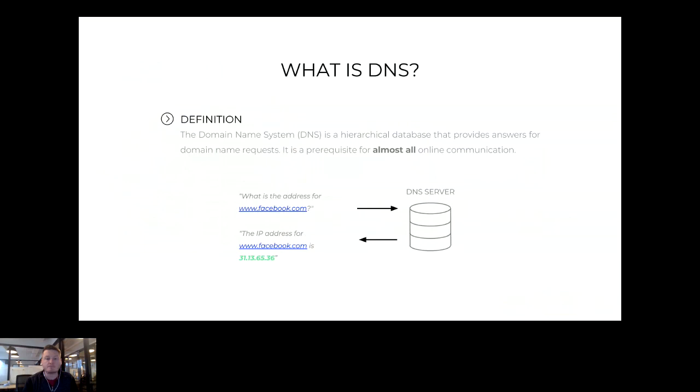So just like the phone book, you're going to be looking for an address like www.facebook.com. You type that into your web browser and an IP address comes back. So this translates human readable host names like facebook.com into IP addresses, which are machine readable.